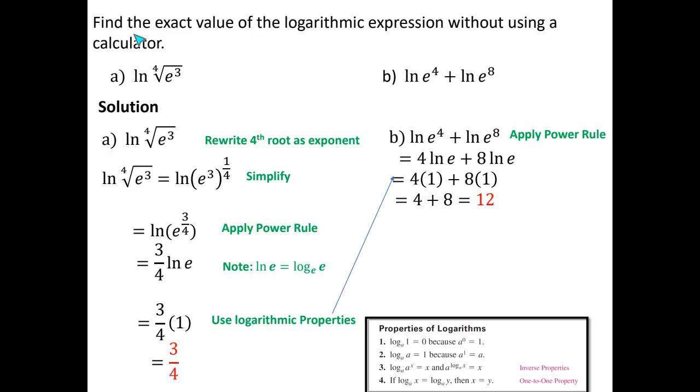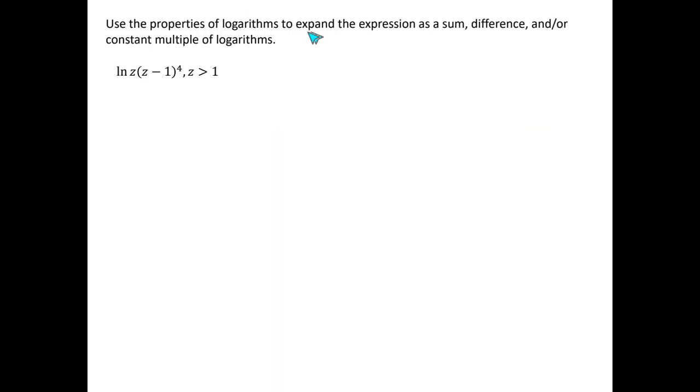Okay, so now here we have: use the properties of logarithms to expand as an expression of sum or difference. And so whenever you see the word expand, what they want us to do is take this one logarithmic expression and write it in multiple logs. Okay, and so we're going to apply the properties here. So if you notice here, I'm multiplying z times z minus 1 to the 4th. Since we're multiplying, we can apply the product rule. Remember, the product rule says that we can separate these two with addition. So I'm going to have natural log of z plus natural log of z minus 1 to the 4th power.